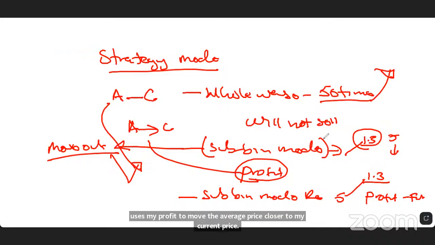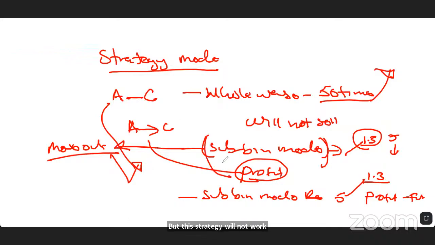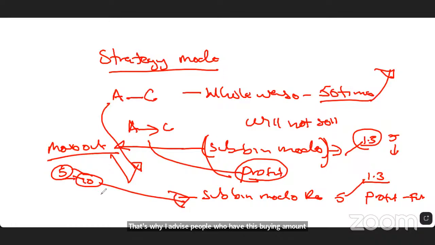But this strategy will not work for you if your first buying amount is very small, like Kwanza 5 or Kwanza 10. That's why I advise people who have this as their first buying amount to put in sub-bid mode real-time settlement so that they keep on getting their profit than trying to use it to pull the average price closer to the current price.